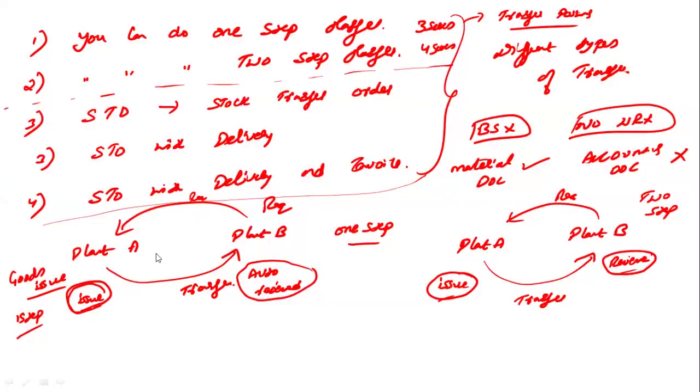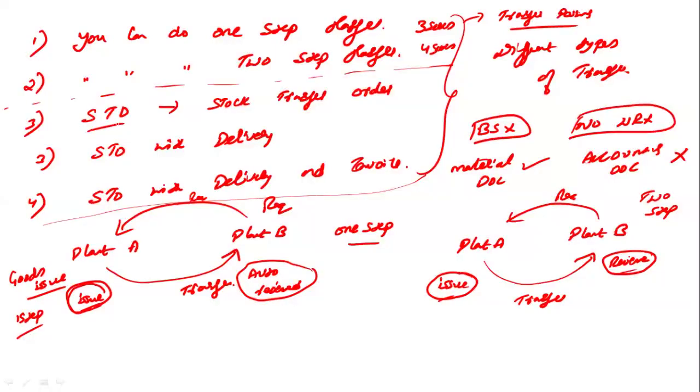STO is nothing but stock transfer order. And we have three types of STOs. One is just STO, where your warehouses are nearby. It is just a beside building. One building is one plant and the other building is another plant. Or one building is one storage location, the other building is another storage location. In that case, when I place an STO, I can just take the material from the building beside.